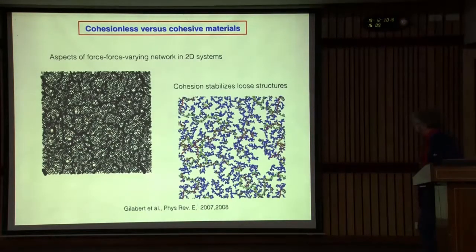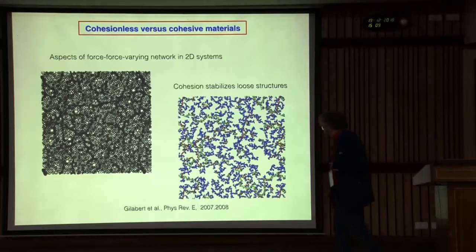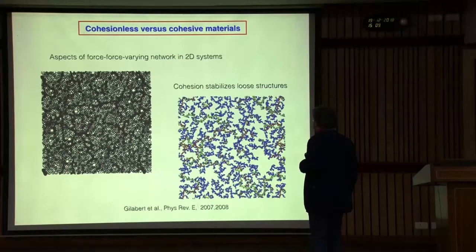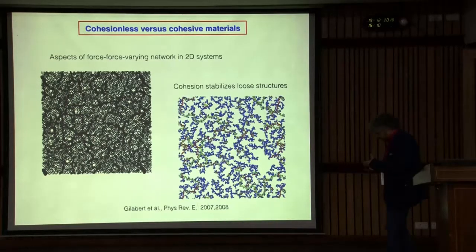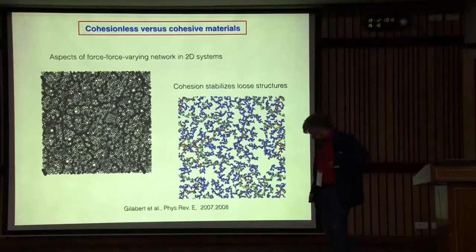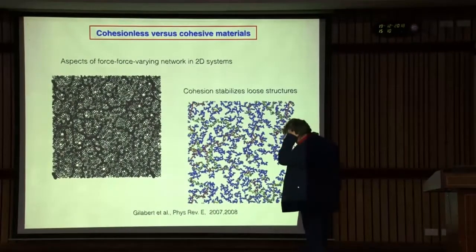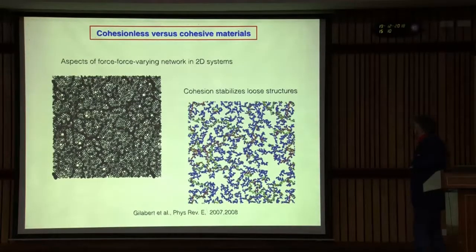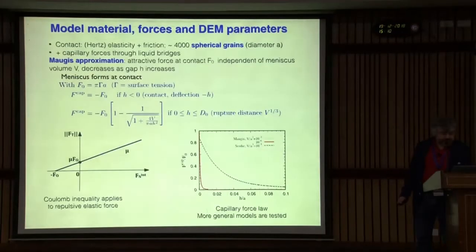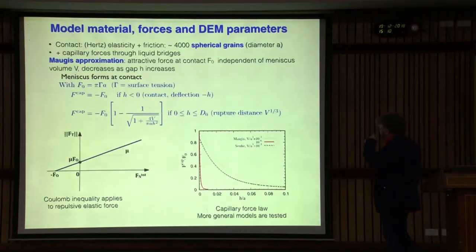And cohesion, if we look, these are old results on 2D systems. I'm sorry for the display, it's not optimal. This is the familiar force chain picture in a cohesionless granular pack in 2D. I'm using 2D images here to visualize things easily. And in the presence of cohesion, one may stabilize extremely loose structures, so it's interesting to explore the mechanical consequences of such microstructures. Now back to 3D and wet spheres.